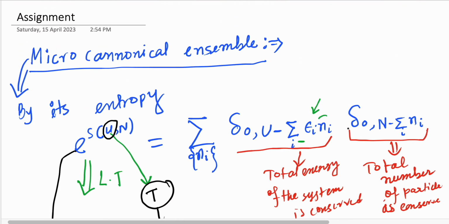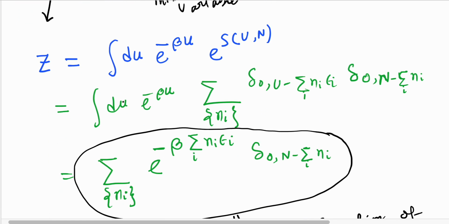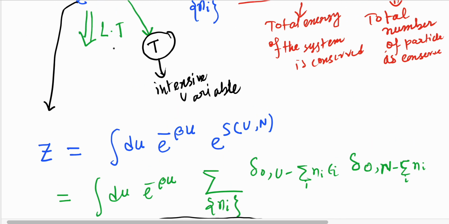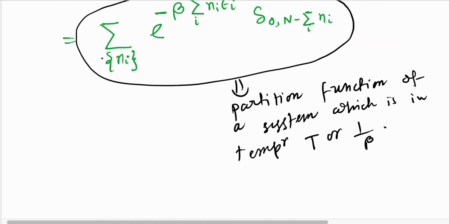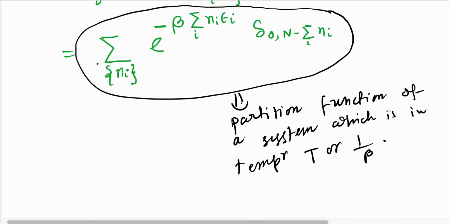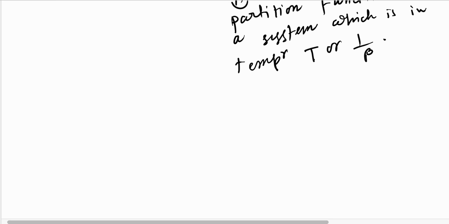So rather than using this microcanonical ensemble, for many cases it is very useful to use its Legendre transform form, which is the partition function. In this tutorial I will use this partition function many times. So let's begin. Let's solve question number 1.